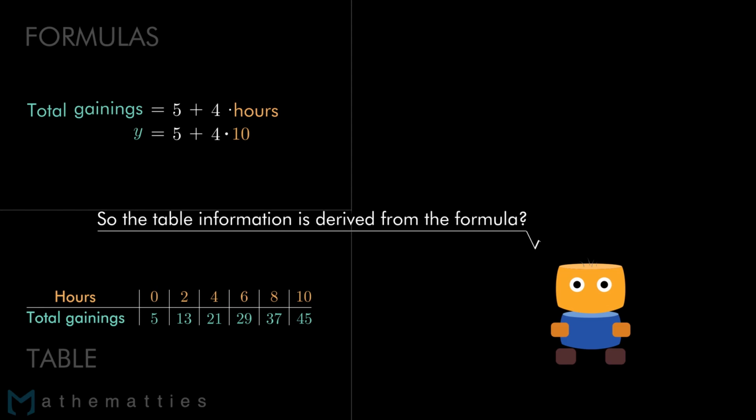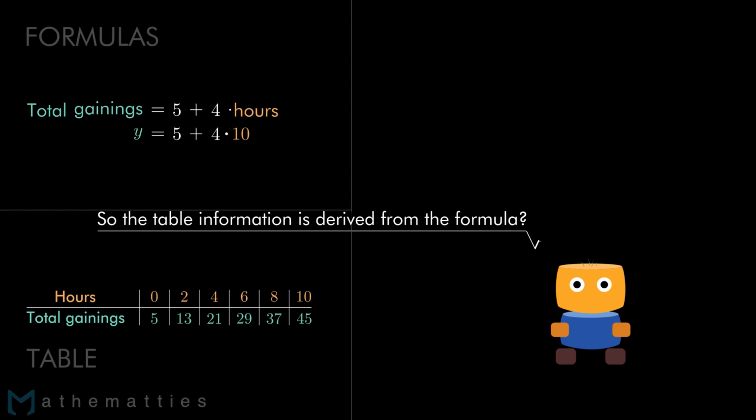Amazing question. The answer is both yes and no. If you have a formula, you can always construct a table. You choose your own numbers for the variable, so in this case for the hours, and fill these numbers in the formula to find the corresponding gainings. But it is not necessary to have a formula. Sometimes a table is already given, or you could collect data to fill in the table.